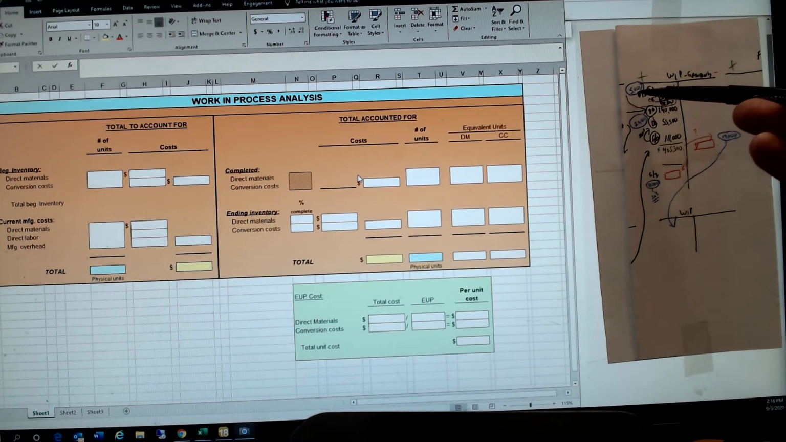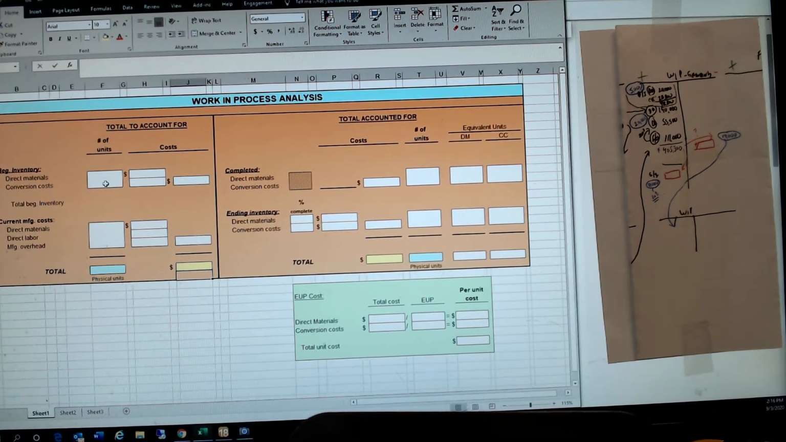It says that we started with 5,000, and I actually started 20,000, for a total physical units to account for of 25,000. Where are they now? Well, I finished 17,000, and there's still 8,000 here for a total of 25,000 accounted for. These have to match. These are what I've been charged with to account for, and here's where they are now.